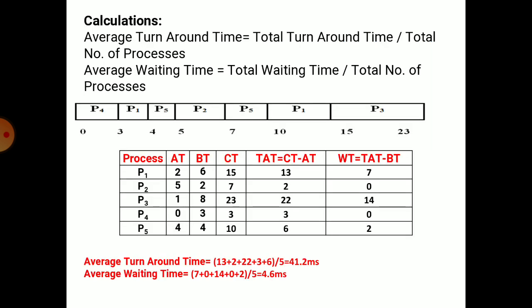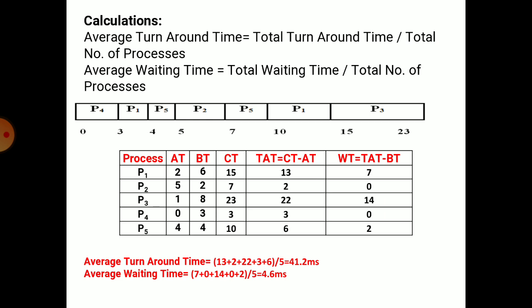Now we need to calculate the average turnaround time and average waiting time. Average turnaround time means the total turnaround time divided by the total number of processes. Average waiting time means the total waiting time divided by the total number of processes. Now no process remains in the waiting queue. All the processes have been scheduled by the scheduler.